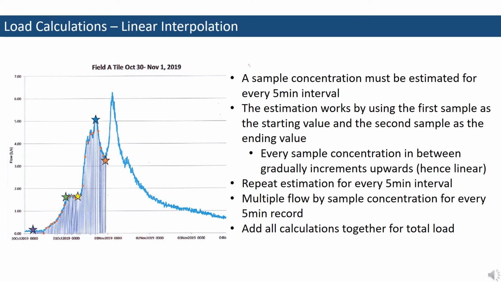With linear interpolation, the estimated values cannot be lower than the first recorded value from the lab or higher than the next sampled value. This process is repeated for each gap between the sampled values. Every recorded flow value is then multiplied by the corresponding sample concentration. All values for the entire rain event are added together and a total load can be reported.